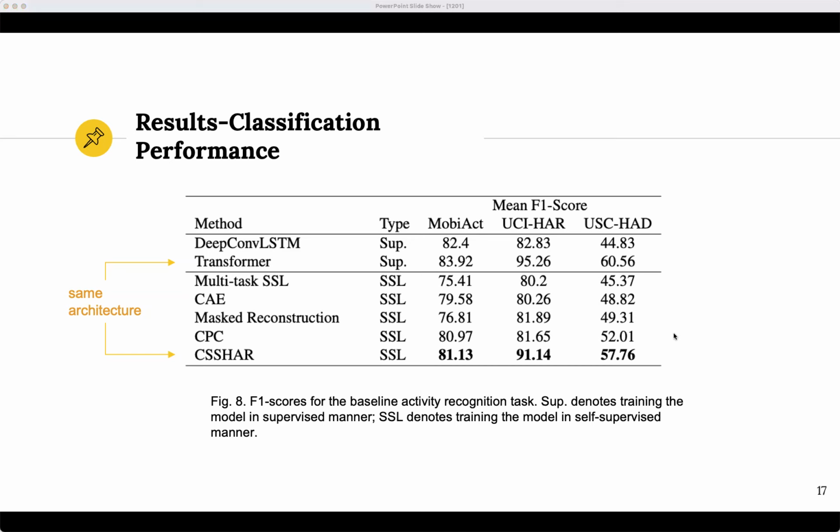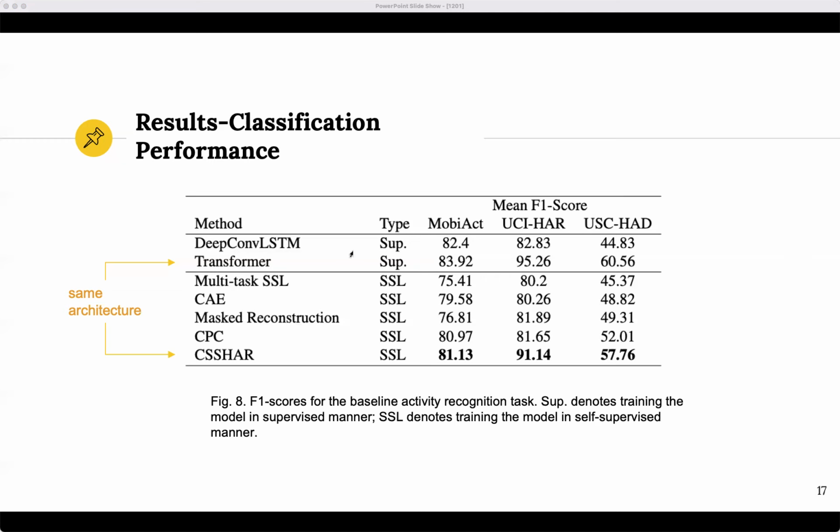Figure 8 shows us the F1 scores for those different measures. The SUP here denotes training the model in the supervised manner, and the SSL denotes training the model in the self-supervised manner. And we can see from the figure that given the same encoder and enough labeled data, the performance of supervised learning decides the upper bound of the performance of the self-supervised learning.